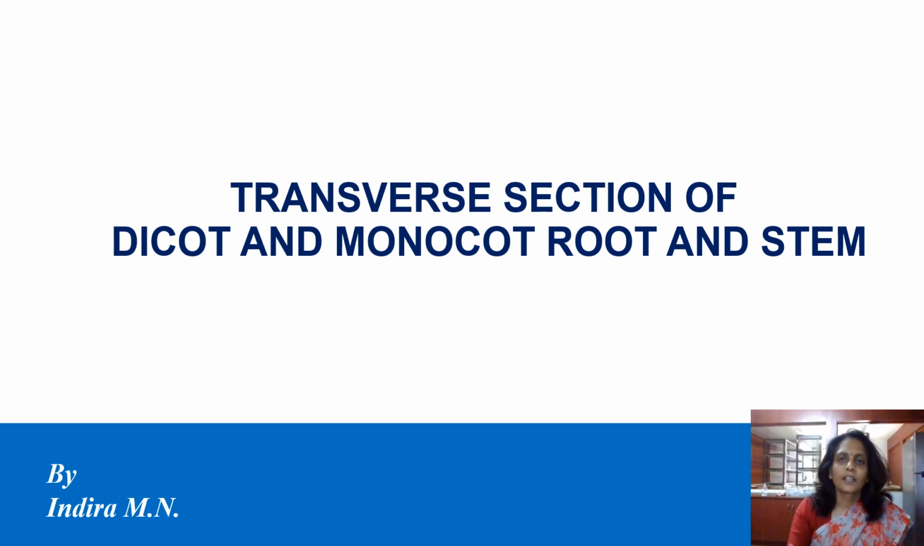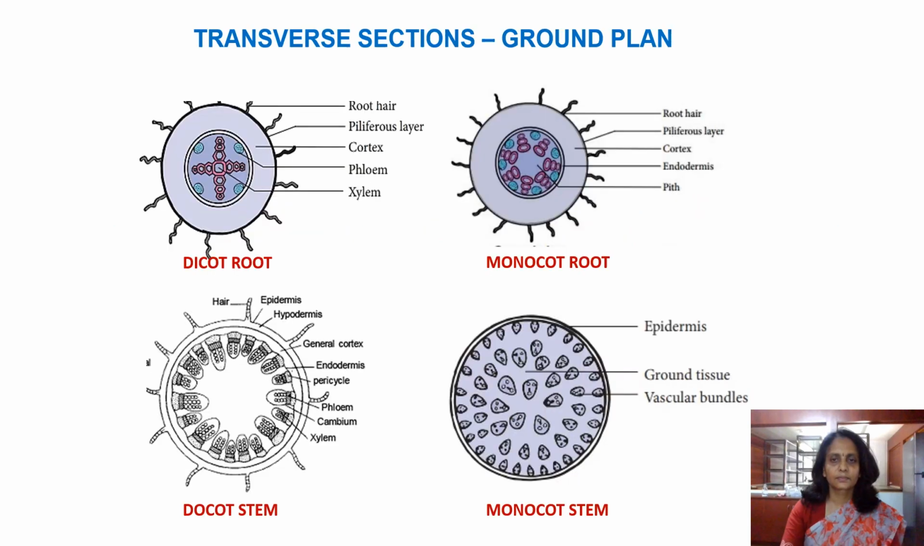Hello everybody. In today's lecture, we shall study about the internal structure or the transverse section of dicot and monocot root and stems. In this slide that you can see the ground plan of the stem and root of various plants. The ground plan reveals the arrangement of the vascular bundles which vary from dicot and monocot stem and roots.